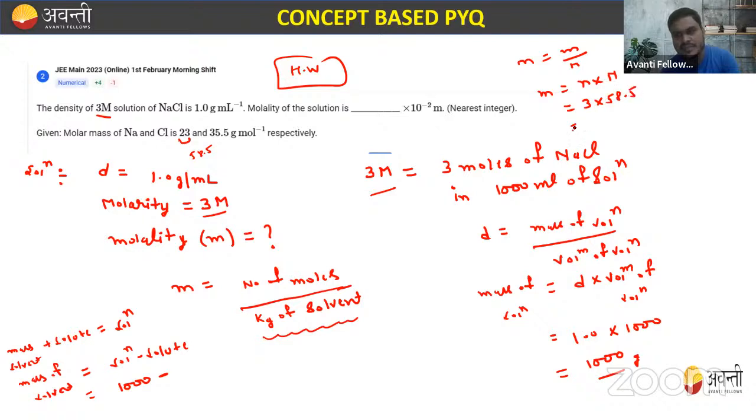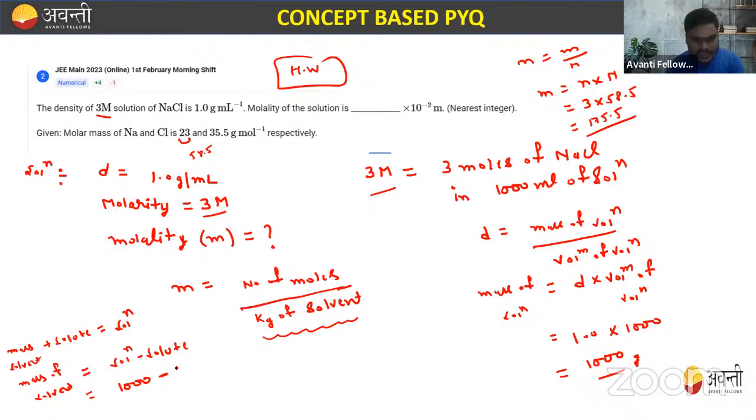So 58.5. Just multiply this. Just multiply 58.5 into 3. कितना आएगा? फटाफट बताओ. 58.5 multiply by 3. So we get 175.5. कितना आ गया? 175.5. So this is 175.5. So this is the mass of the solute we have, right?